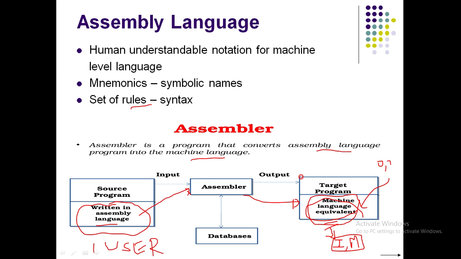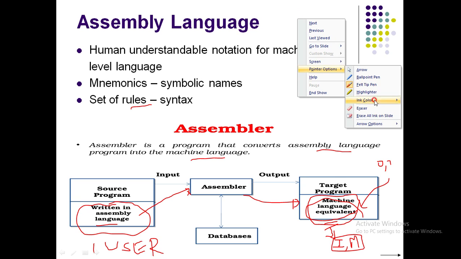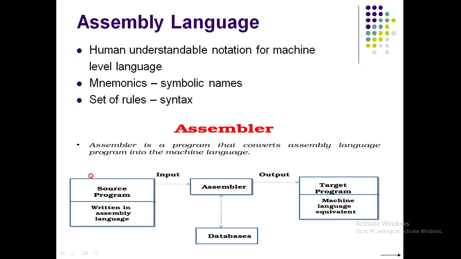Okay, so I hope this is clear how your assembler is working. Okay friends, so I hope the assembler is clear. Very simple thing. It just converts your source program, that is whatever you have written, into a machine language equivalent program, and it is done with the help of the assembler. Now what are these databases? Databases are nothing but, as I told you, it will be checking a set of rules, that syntax, semantics, all those things that are present inside this database.